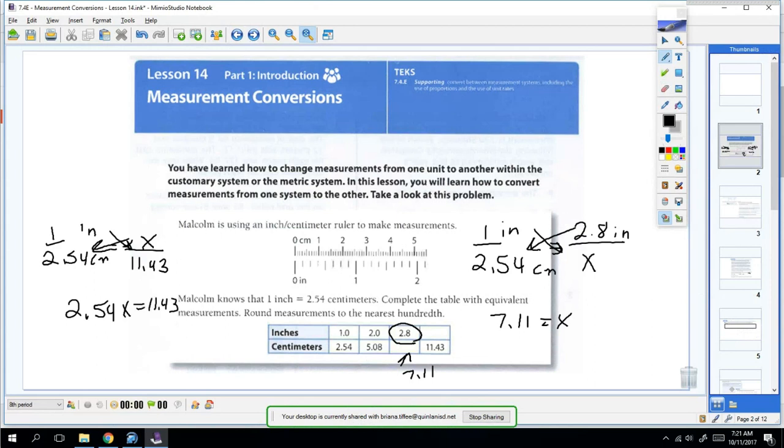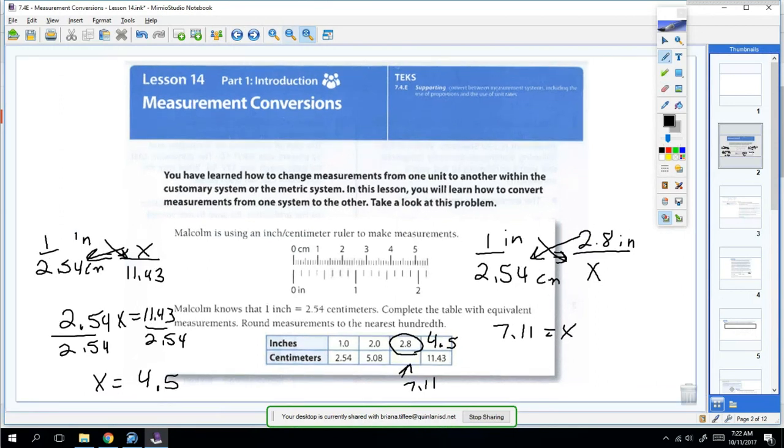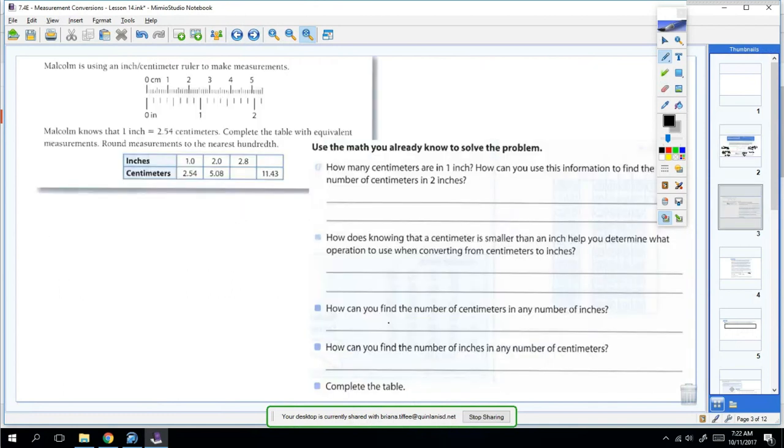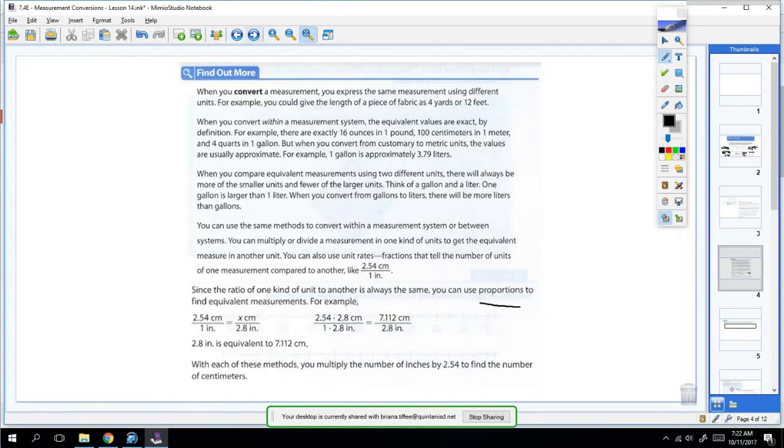And so now this is like the same thing we were doing yesterday, and you're going to divide. So when you divide, you get 4.5. So that means 4.5 inches is 11.43 centimeters. And this is how we're going to be solving them today. You set them up in proportion and then just cross multiply, and that'll be your answer. So we're not going to go through it.